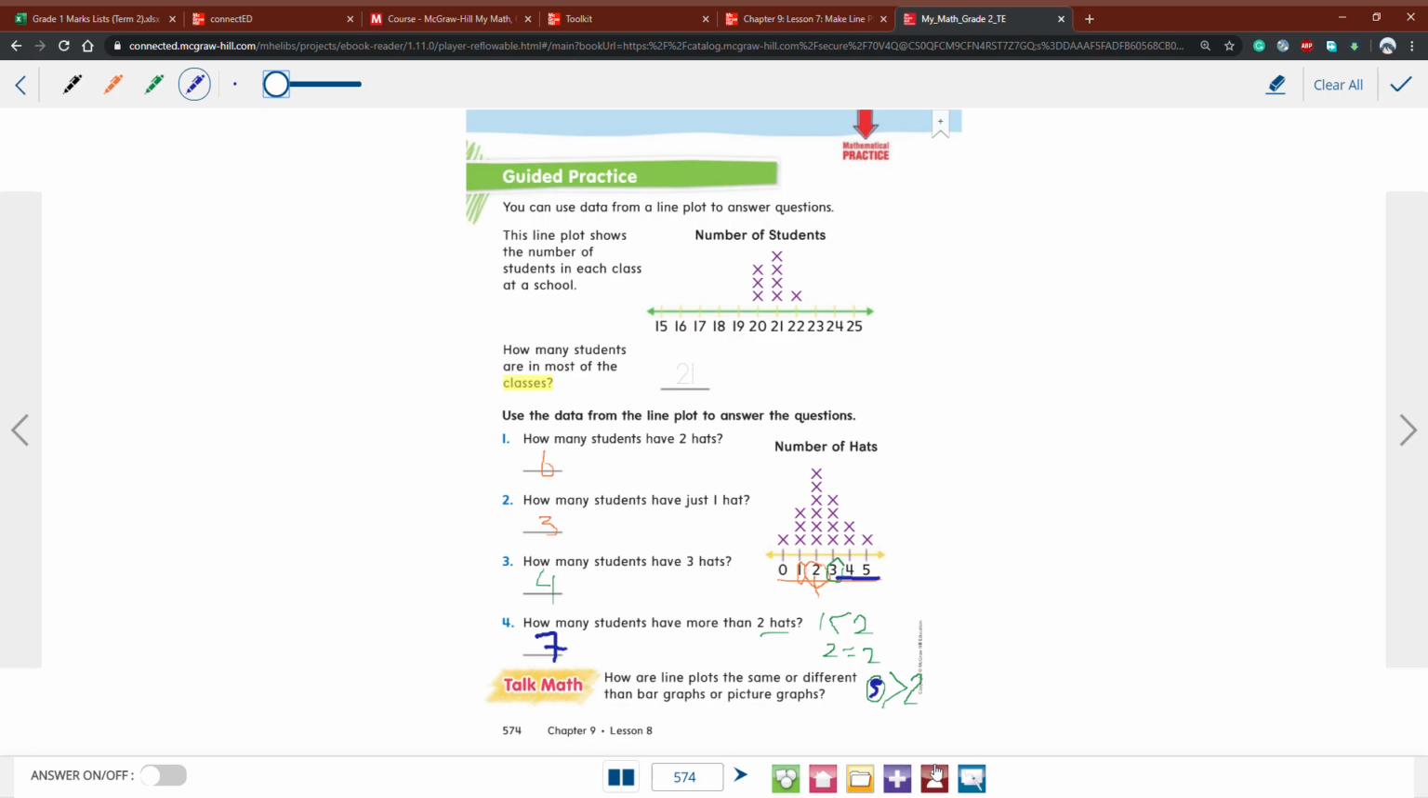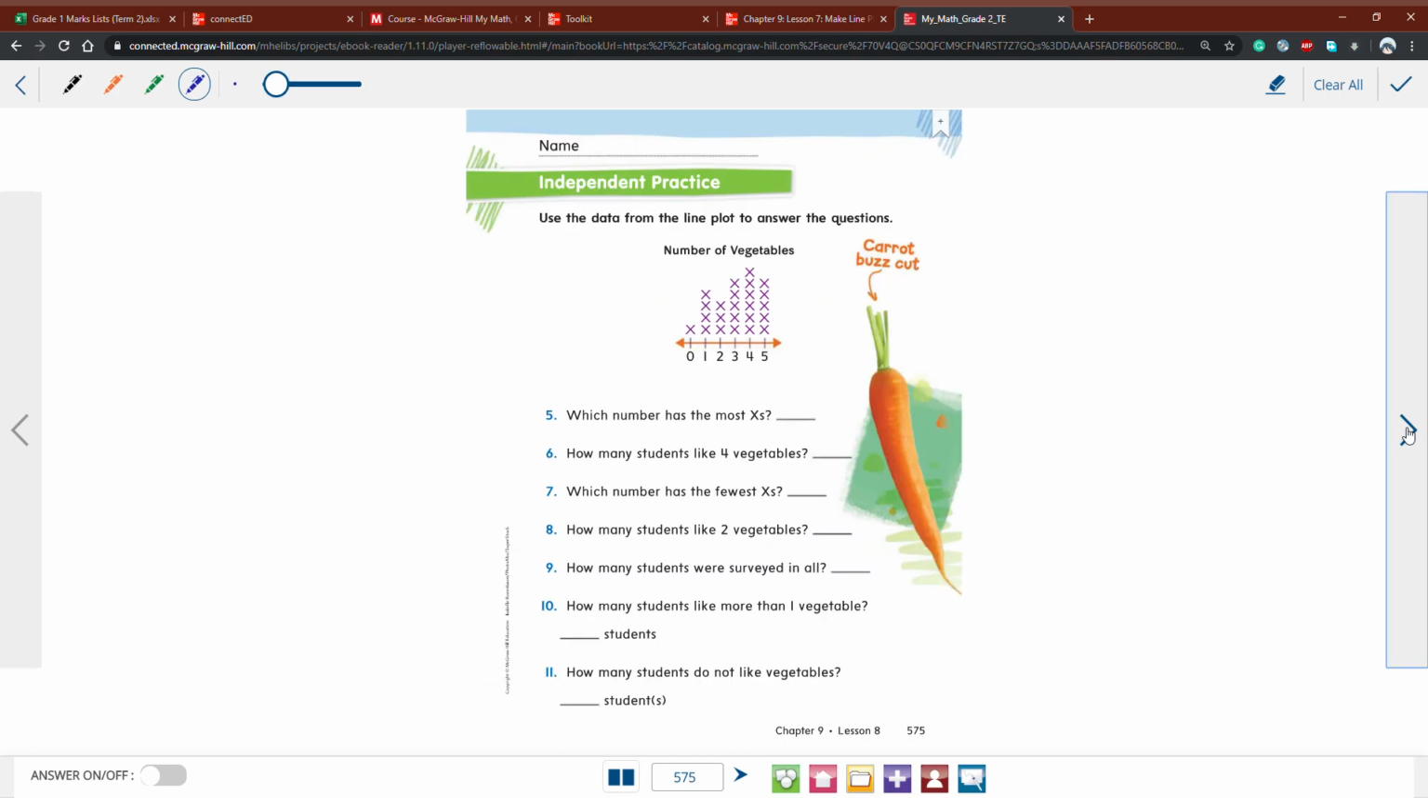Can you see? How are line plots the same or different than bar graphs or picture graphs? I would like to know your opinion about this. This is for talking. Maybe you can send me a video explaining what the differences between them are and what the similarities are. This is according to you. You can choose. Now let's flip the page. If I see the next page is easy, I will not explain it and you will do it and show me, okay? Let me see it.